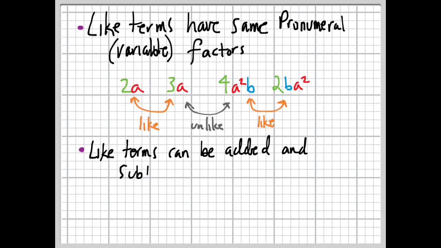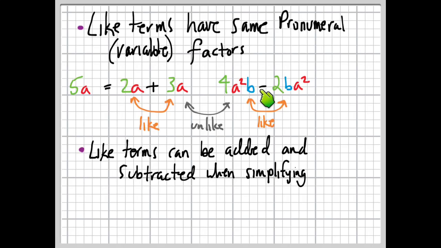Okay. Now, like terms can be added and subtracted when simplifying. Okay, so if we came to this problem and this said add these two things together, we can do that. 2a and 3a makes 5a. Okay, easy. And if this was the problem, we could subtract 4a squared b minus 2ba squared. Okay, we had 4, we're taking away 2, we'd be left with 2a squared b. Now we usually write it in alphabetical order, with the a first, and then the b, or whatever other letters there might be.